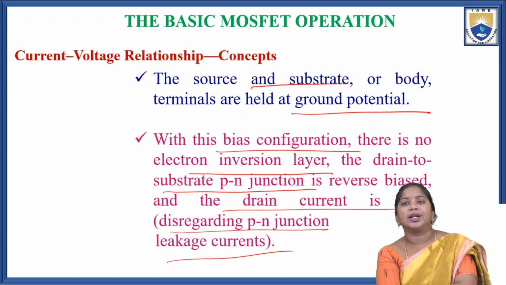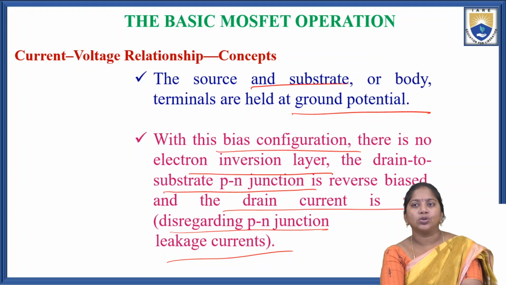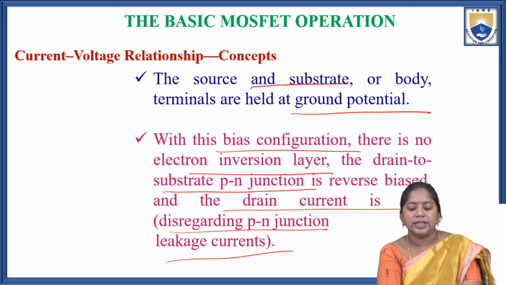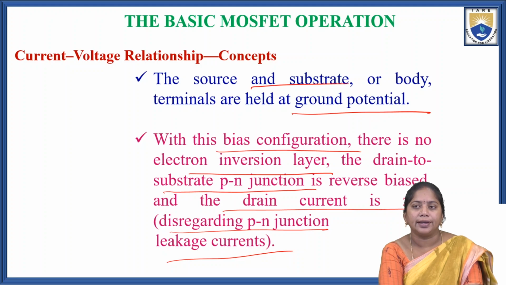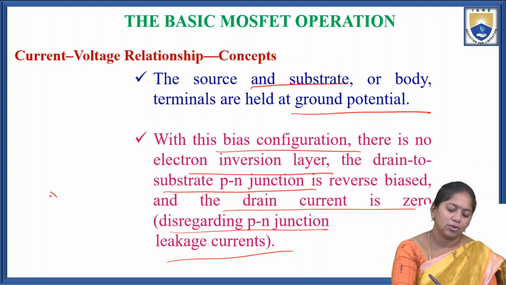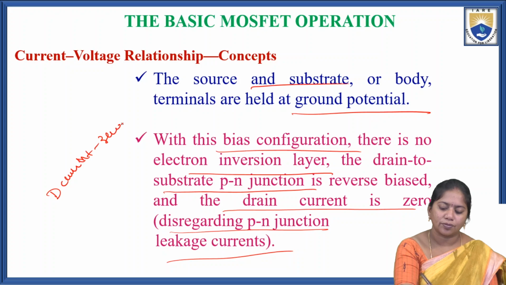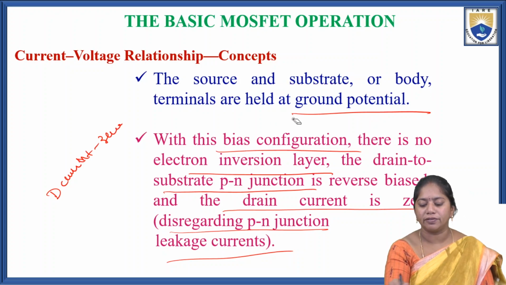So if you connect the source and substrate both to the ground, with this bias configuration, no electron inversion layer is created. The drain to substrate PN junction is reverse biased and the drain current is zero. In this case, the drain current will be zero.